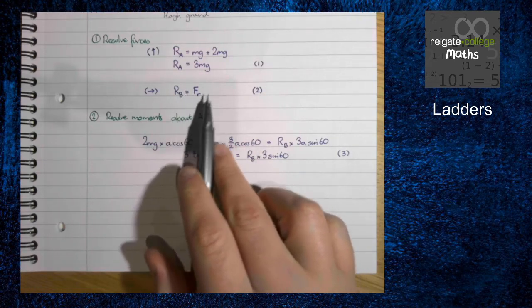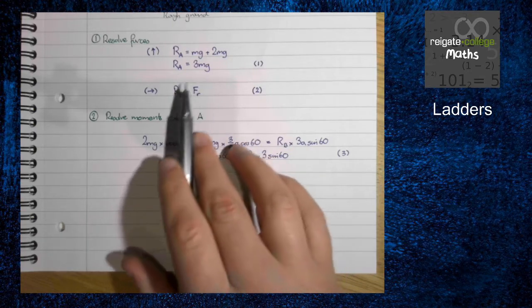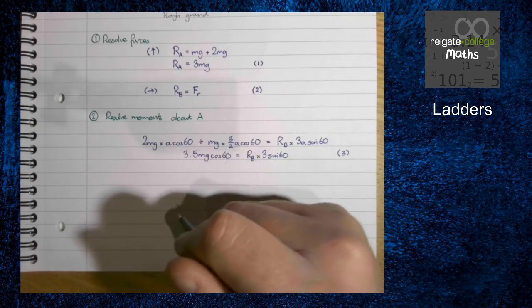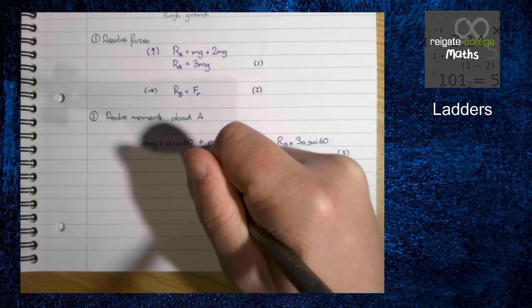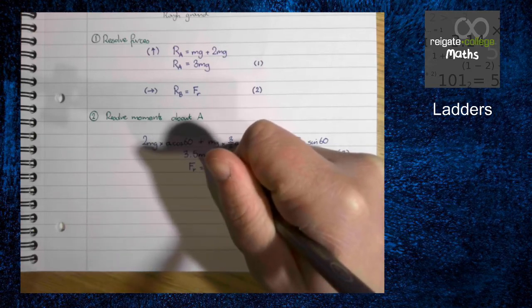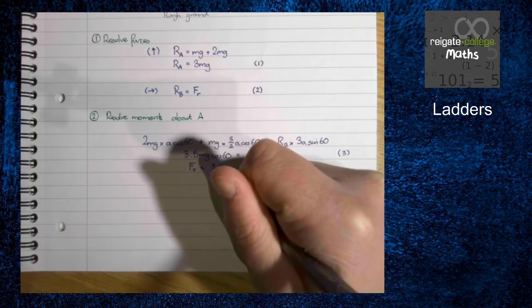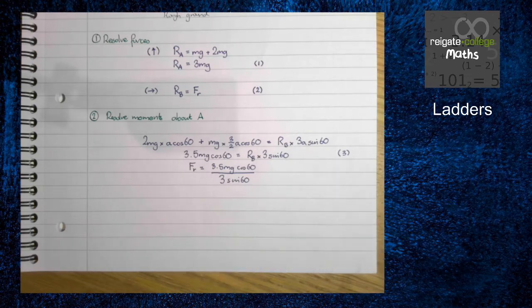We can see we know a relationship between friction and RB. So we can put that in here. We know that the friction is the same as RB, so friction is going to be equal to 3.5 mg cos 60 over 3 sine 60. Now I'm aware this is a bit of a mess, but hopefully in a bit things are going to simplify and cancel out. So this is kind of now our step 3, actually answering the question.